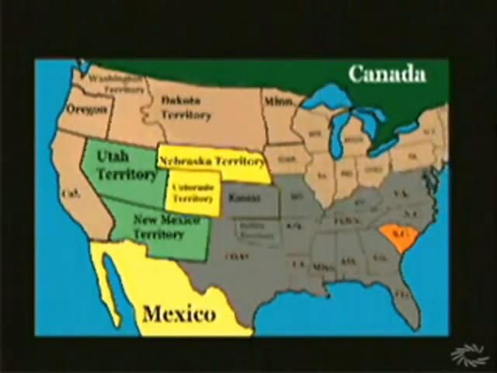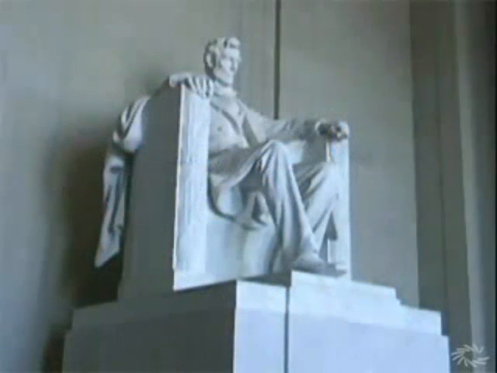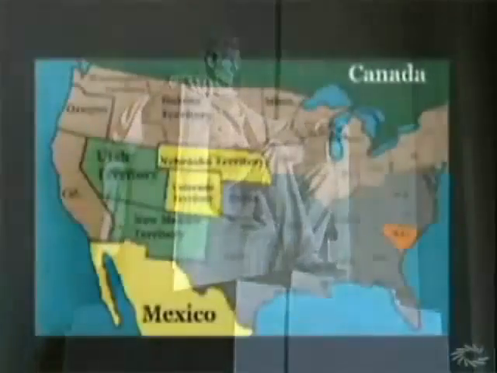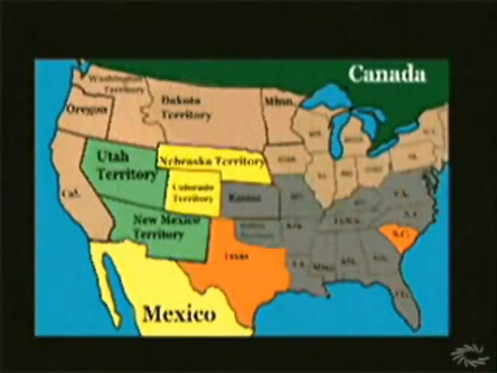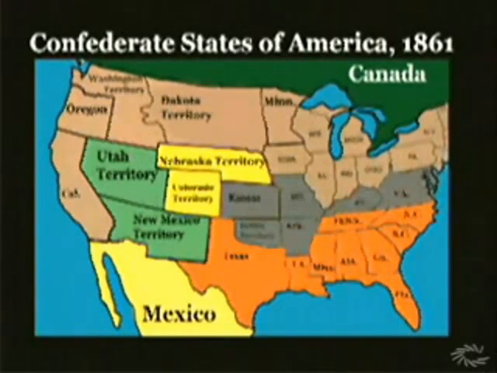Buchanan's decision not to use force in South Carolina proved to be a big mistake, because before Lincoln's inauguration in March of 1861, 6 other slave states, Texas, Florida, Louisiana, Georgia, Alabama, and Mississippi, had seceded from the Union as well. They called themselves the Confederate States of America, and by the end of the year, the Confederates would be joined by North Carolina, Tennessee, Arkansas, and Virginia as well.